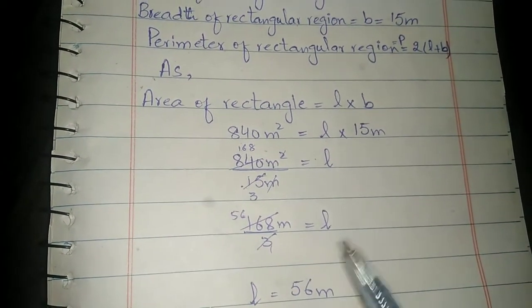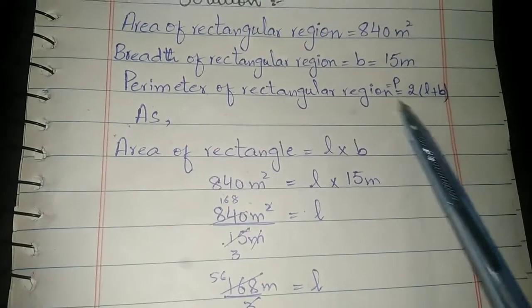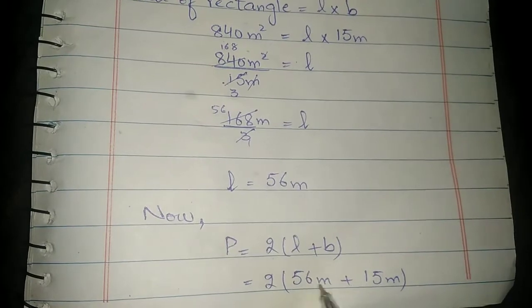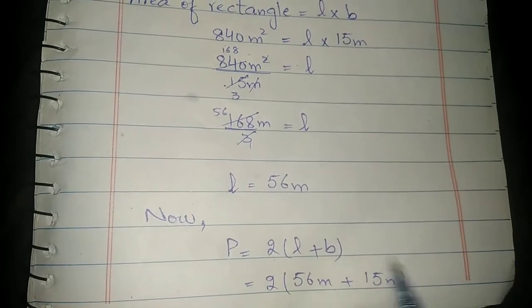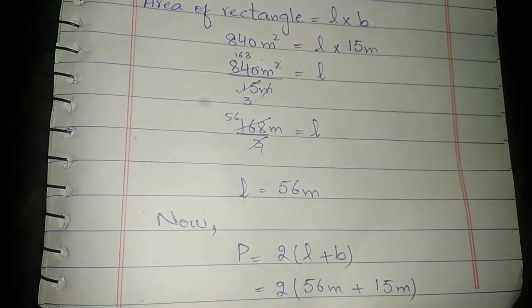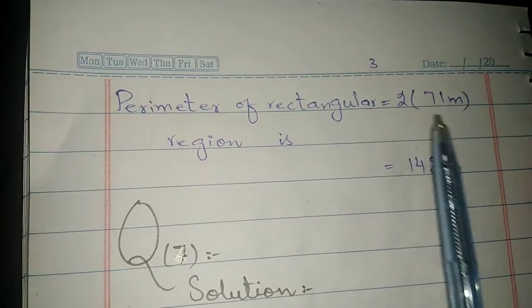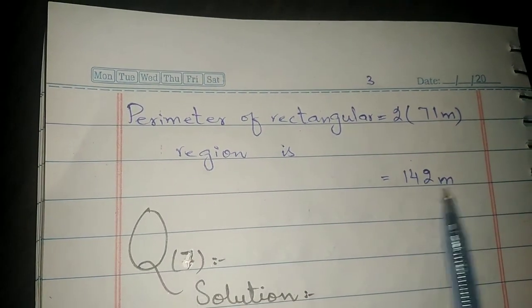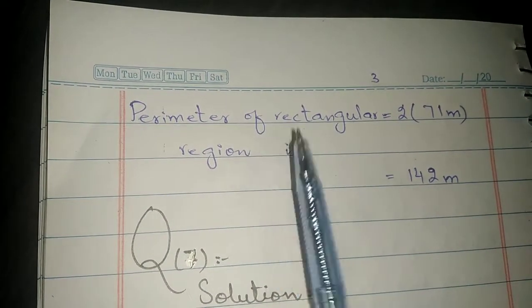Now put the value of length and breadth into this formula to get the perimeter of the rectangular region. So perimeter is equal to 2 into length plus breadth, and length is equal to 56 meter and breadth is equal to 15 meter is given in the question. 56 meter plus 15 meter is equals to 71 meter, and 2 into 71 meter, that is equal to 142 meter is the perimeter of the rectangular region.